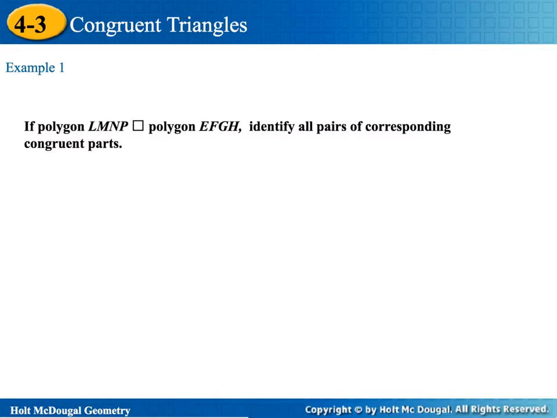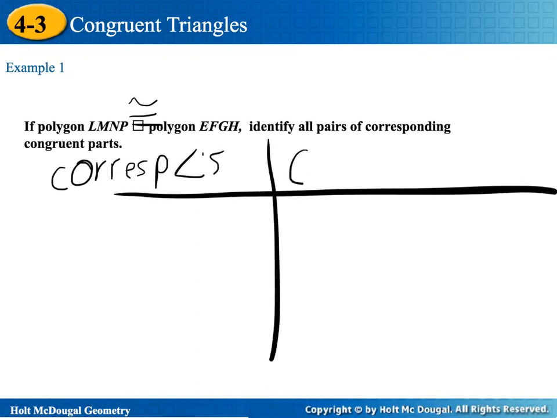So if polygon LMNP is congruent to polygon EFGH, identify all the pairs of corresponding congruent parts. So I'm going to quickly make a list of corresponding angles and corresponding sides.